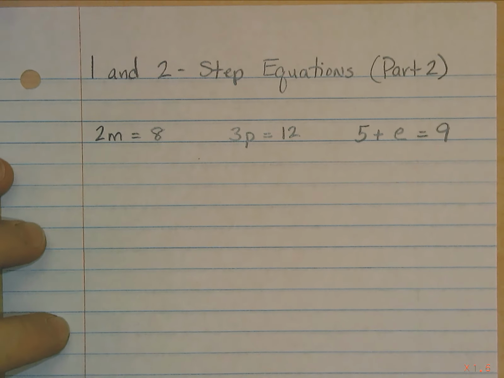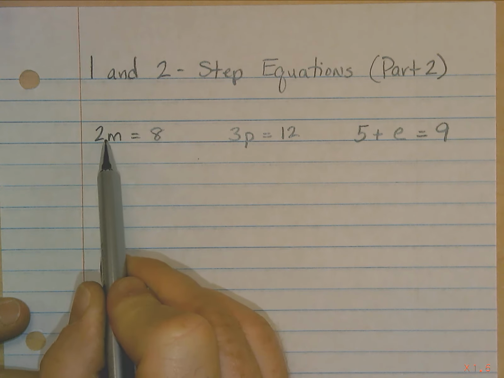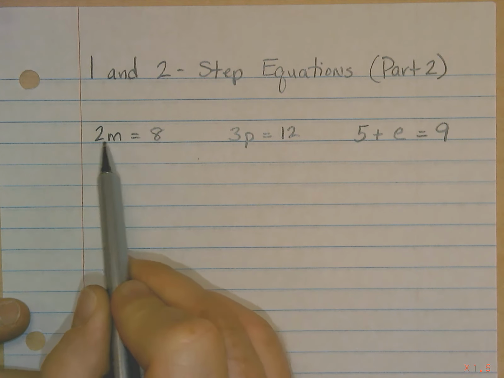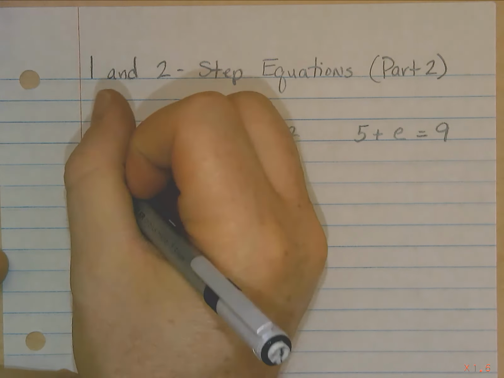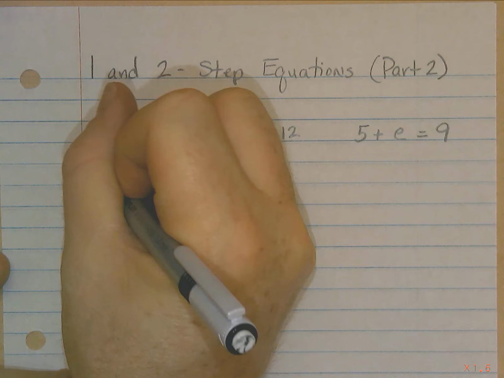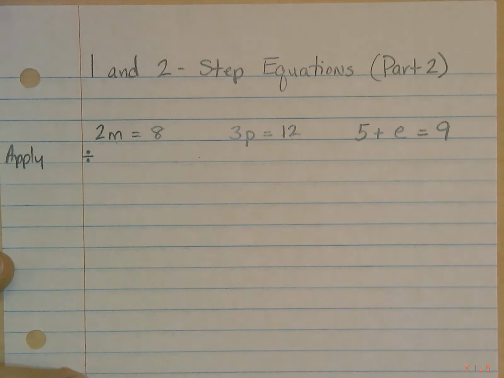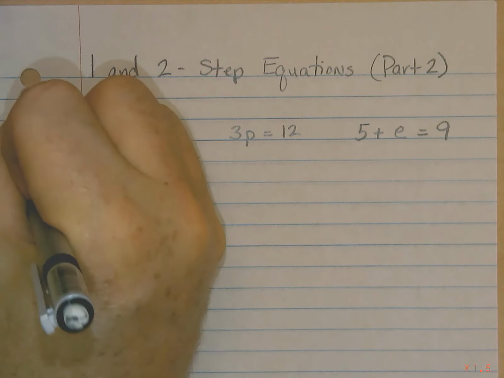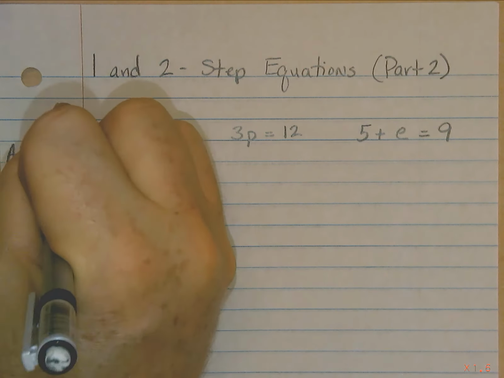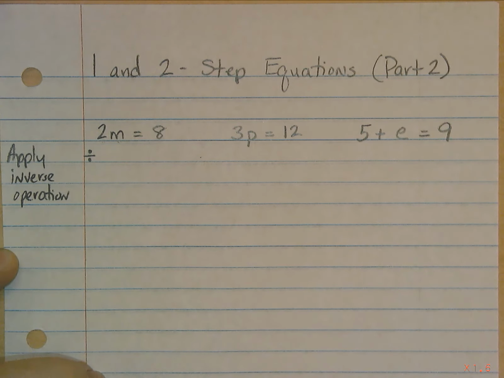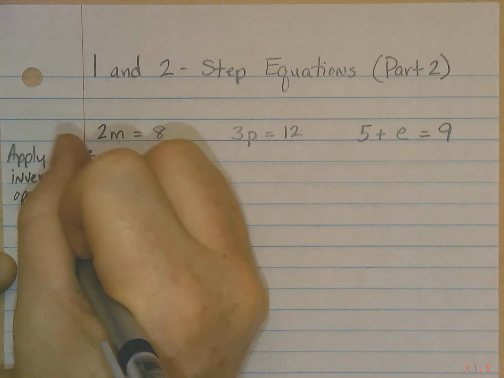Okay. Now, what is the opposite of multiplying by 2? Because that's what's happening here. 2m means 2 times m. So what's the opposite of multiplying by 2? The opposite would be dividing by 2. So what you want to do is apply the inverse operation. That would be your first step: apply the inverse operation to both sides of the equation.